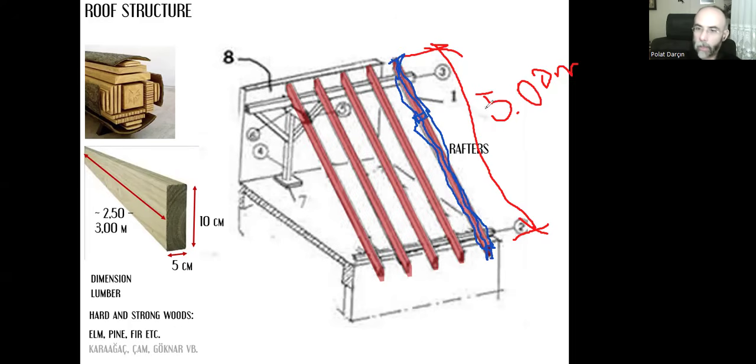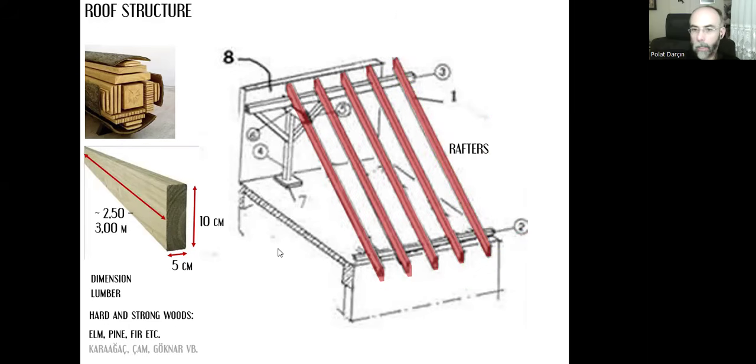But if this distance is not longer than 3 meters, it can be 1 meter, 2 meters, 2.5 meters, 2.8 meters, up to 3 meters, then we don't need two pieces. We can have only one piece and place it in this inclined position to create one of the rafters. And as you can see, there is a series of rafters like that. They are positioned under that inclined surface.